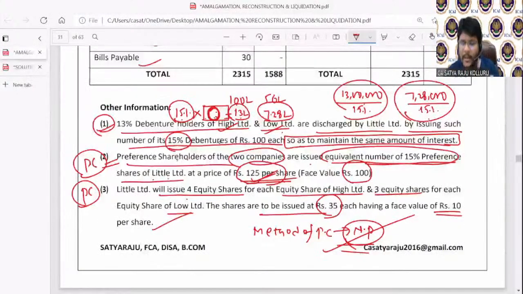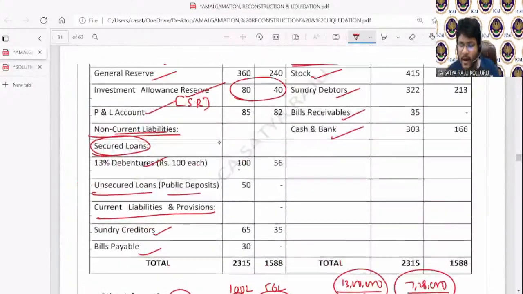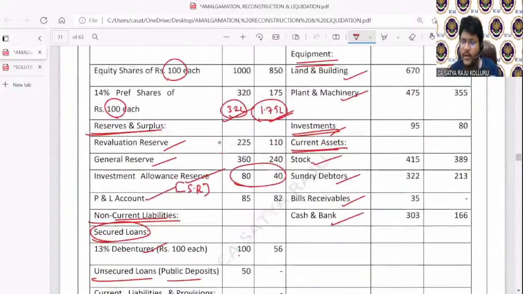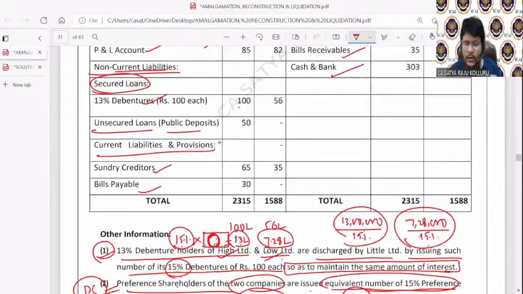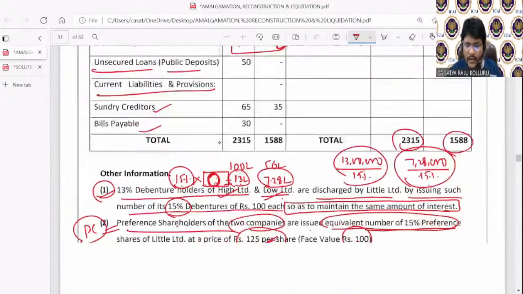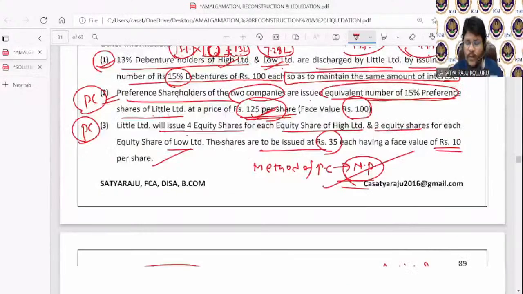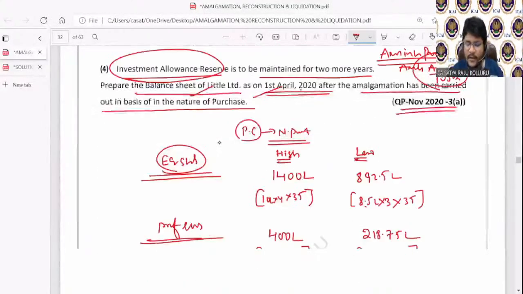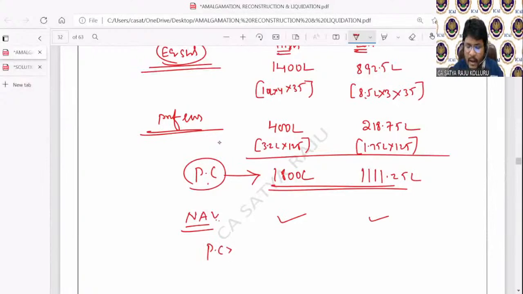I mean to say, the total worth of assets are 2315 and 1588. And for the total worth of liabilities, if you know the acquisition price of the 13% debentures, you can adopt the agreed value, remaining all are at book values only. Then you will get the NAV, right? That NAV needs to be compared with purchase consideration. If PC is greater than NAV, then you will consider it as goodwill. Sir, if PC is less than NAV, then you will consider it as capital reserve.